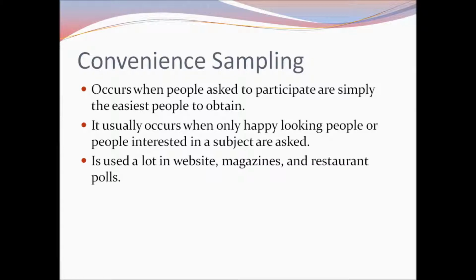Convenience sampling occurs when people asked to participate are simply the easiest people to obtain. It usually occurs when only happy-looking people or people interested in a subject are asked. It's used a lot in website, magazine, and restaurant polls, and more recently also YouTube videos.